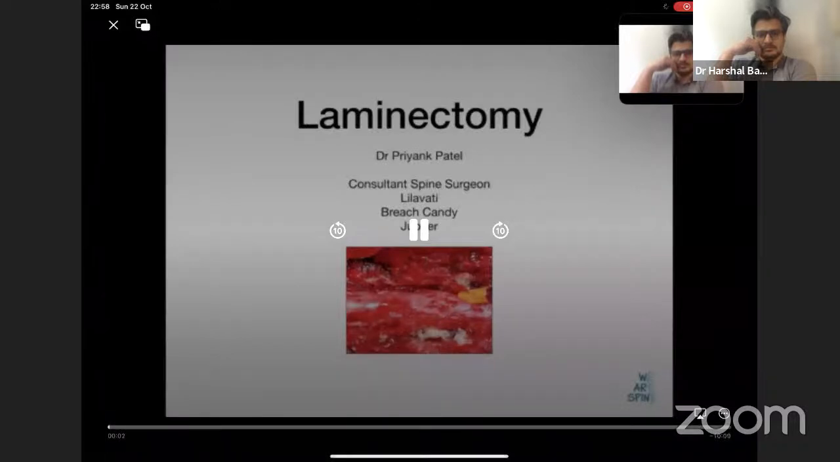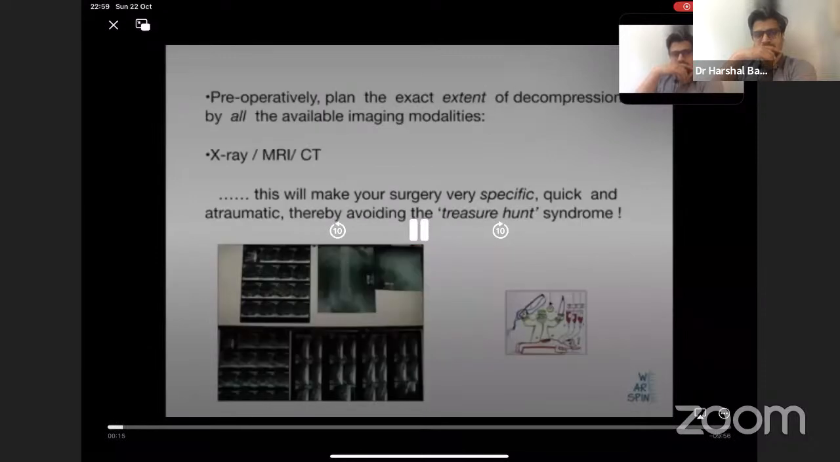Good morning, everyone. I'm Dr. Priyank Patel, and I'll be speaking to you on laminectomy. Laminectomy is a procedure which every spine surgeon should master. In fact, it's the first surgery which every surgeon is taught during their fellowship. So let's get to it.